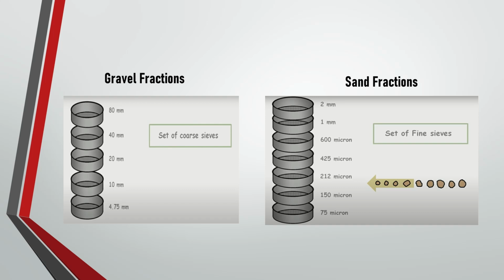If we didn't mention, 1 millimeter is equal to 1000 micrometer, which we denote as micron. So 1 millimeter is equal to 1000 micron. So here, 600 micron is actually 0.6 millimeter. This set of sieves is called the set of fine sieves, as it sieves the finer part of the coarse soils.